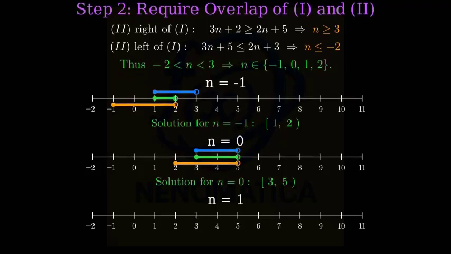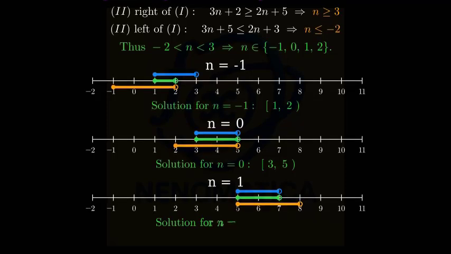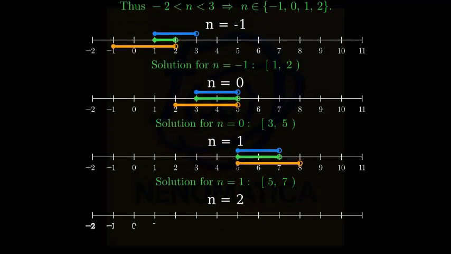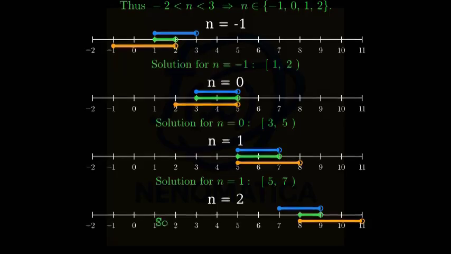First, n equals negative 1. Next, n equals 0. Then, n equals 1. Finally, n equals 2. Now collect all four solution pieces and take their union.